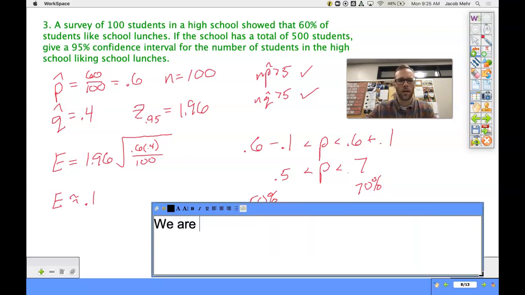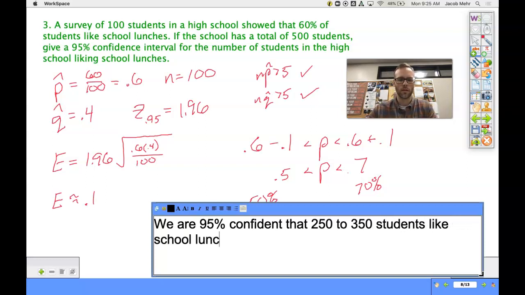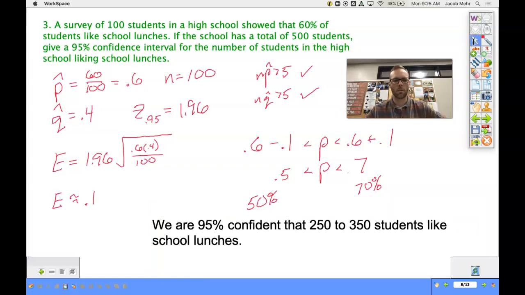We are 95% confident that 250, and then we have to do the 70%. What's 70% of 500? That would be 350 students like school lunches. So just that little extra step of converting the percentages to the actual number of students. 95% confident that 250 to 350 students like school lunches. That's cool. Neat that we're able to do that.